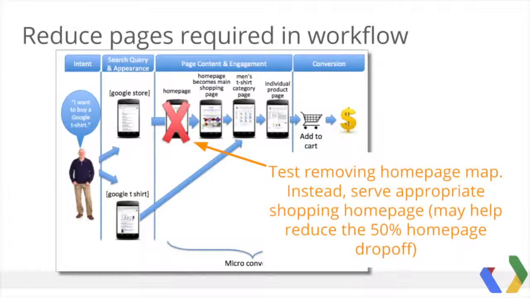With the first action, reducing the number of pages required in the workflow, I can test removing the homepage map and displaying, based on the user, the appropriate main shopping page. This may also help reduce the over 50% homepage drop-off we saw earlier. We just need to make sure to provide that tourist experience.